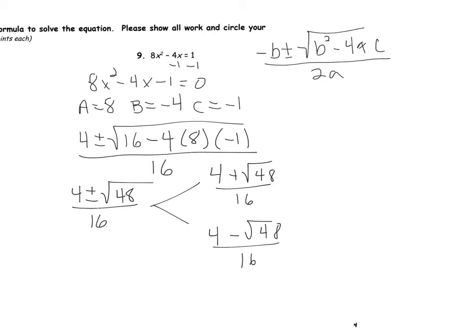So, on the top one, 4 plus square root 48 equals, divided by 16, I get 0.68. The bottom one, 4 minus square root 48 equals, divided by 16, I get negative 0.18. And those are my two answers for number 9 using the quadratic. Those were 4 points each.